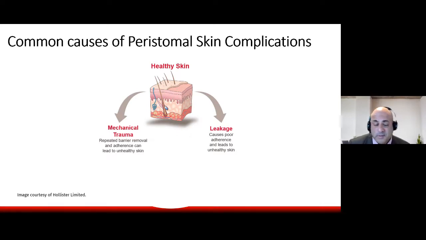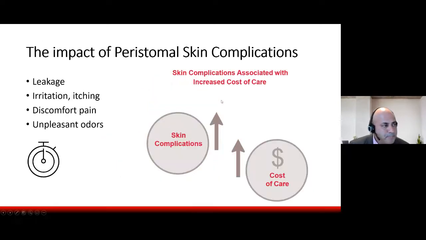So these two things, moisture such as leakage and trauma, or physical damage to the skin, are the two major causes of skin damage, which will affect the ability of the ostomy barrier to stick to your skin. And what will that do? That will affect the healthy skin.